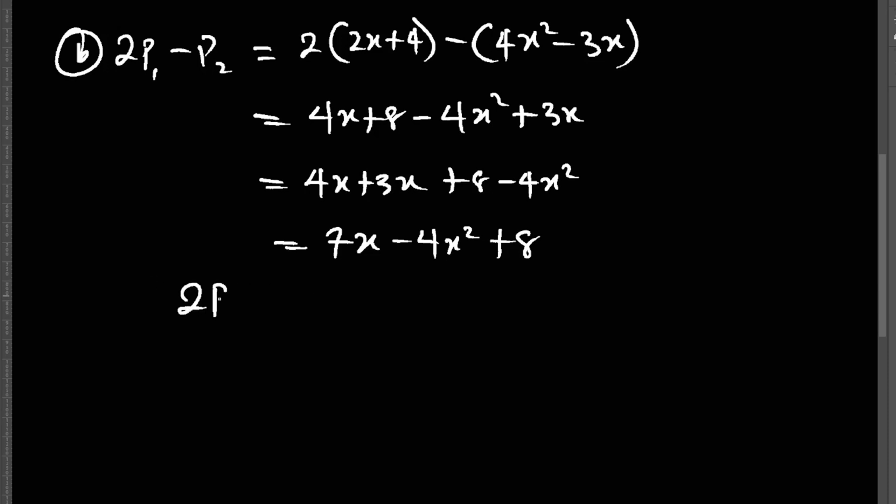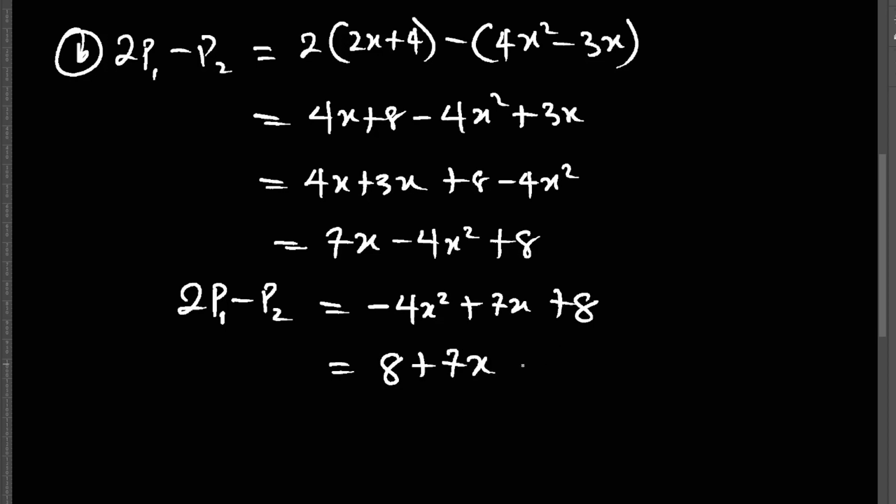The definition. So I'm going to rewrite this as 2P1 minus P2 equal negative 4x squared plus 7x plus 8. But this now, the power is now in a descending format. So you can either leave your answer to be ascending format or to be in a descending format. And if I'm to leave my answer in ascending order, this will be 8 plus 7x minus 4x squared. So you can either leave your answer like this or you leave it like this.